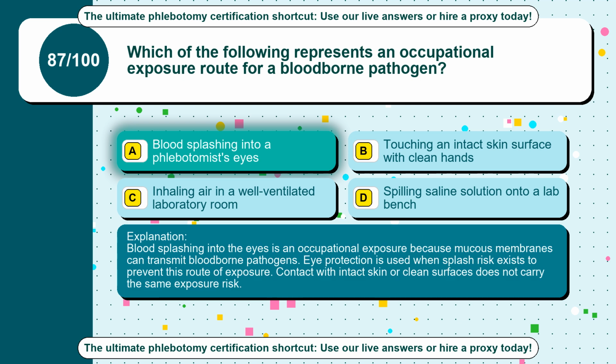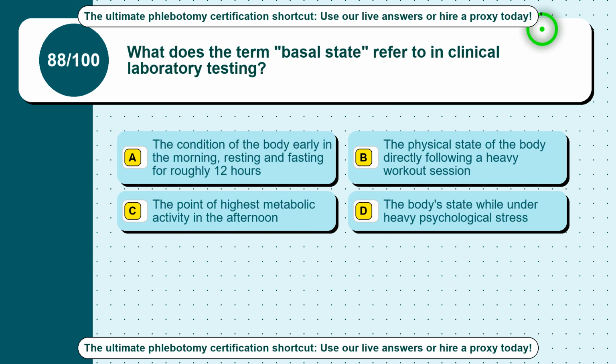Blood splashing into the eyes is an occupational exposure because mucous membranes can transmit blood-borne pathogens. Eye protection is used when splash risk exists to prevent this route of exposure. Contact with intact skin or clean surfaces does not carry the same exposure risk. Question 88. What does the term basal state refer to in clinical laboratory testing?